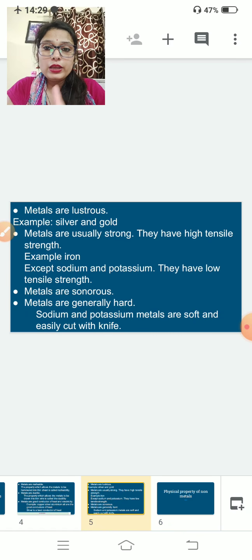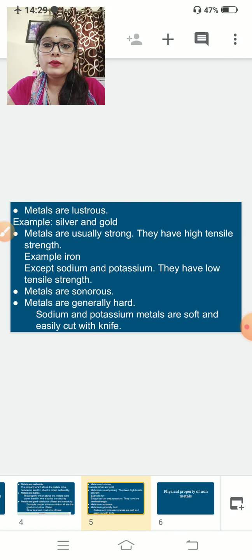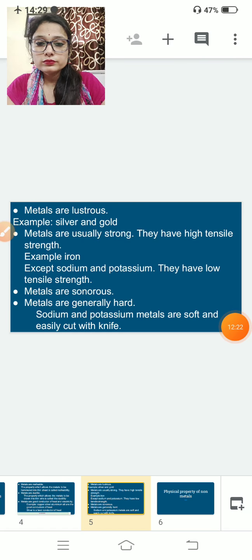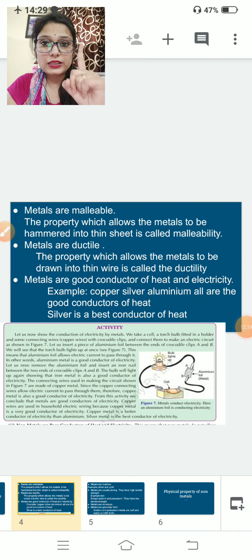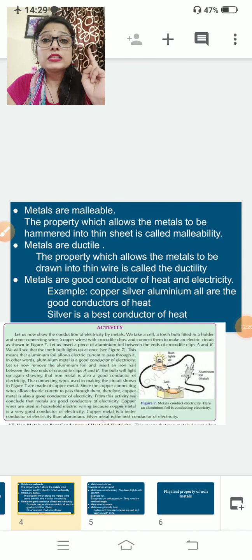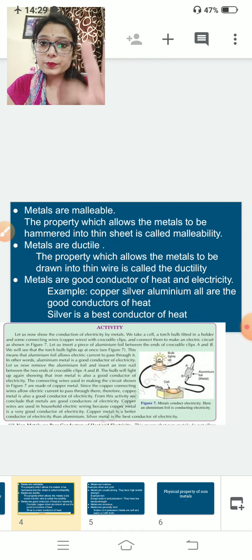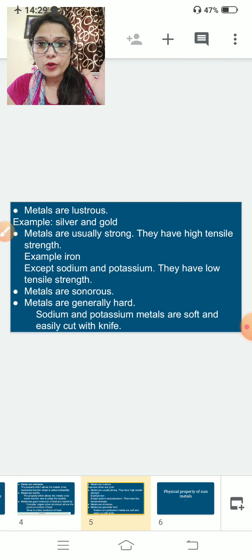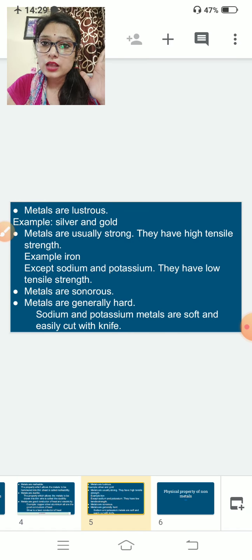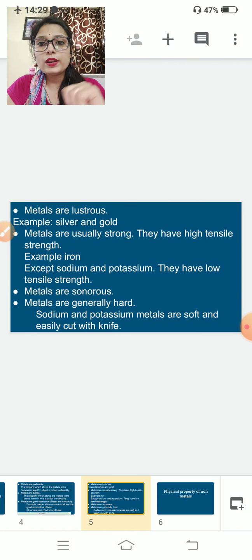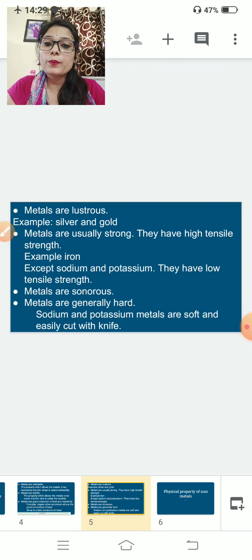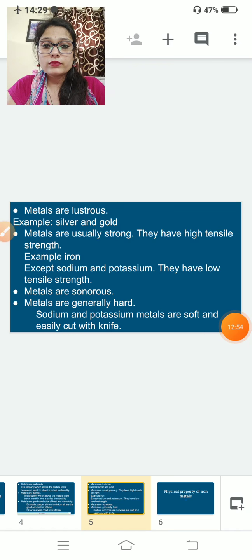Now, I am reading once more. What are the physical properties of metals? First property is metals are malleable. Second, metals are ductile. Third, metals are good conductors of heat and electricity. Fourth, metals are lustrous. Fifth, metals have high tensile strength. Sixth, metals are sonorous. And seventh, metals are generally hard. So these are the physical properties of metals. Clear?